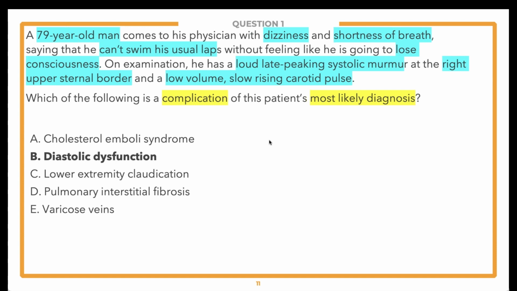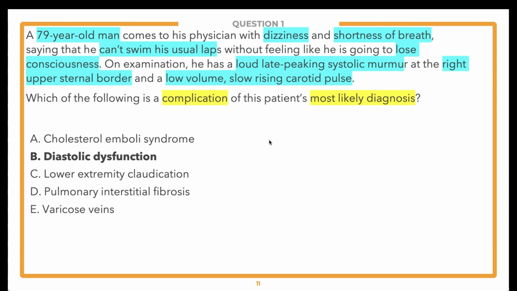Lower extremity claudication. I know some of you picked that, and that can happen. I see why some of you kind of went that route. But remember, that's going to happen due to atherosclerotic occlusion of lower extremity arteries, right? And so we're looking at a heart-related issue, and it told us about that murmur. So, that's what's going to help us rule that out.